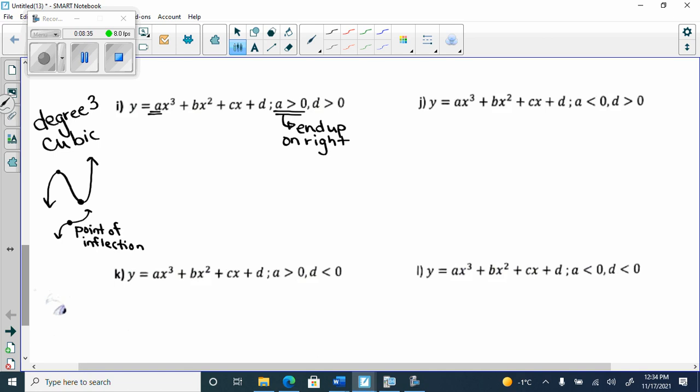And this is a degree 3, which is an odd degree. So because it's an odd degree, if it ends up on the right, it ends down on the left. Because degree 1 and degree 3 go together, right? Degree 3 just has some crazy things going on in the middle. And then D is greater than 0. What does that do? What do I have for a y-intercept? Positive.